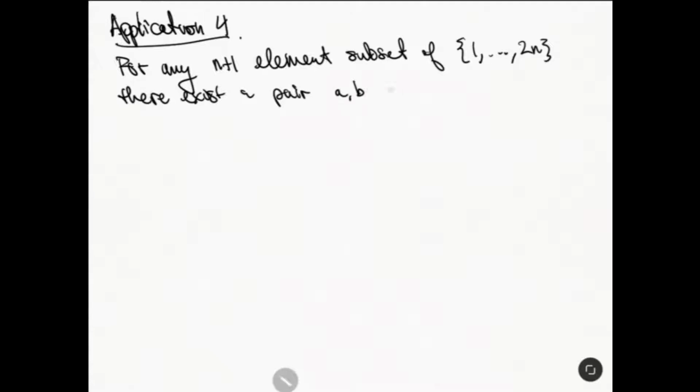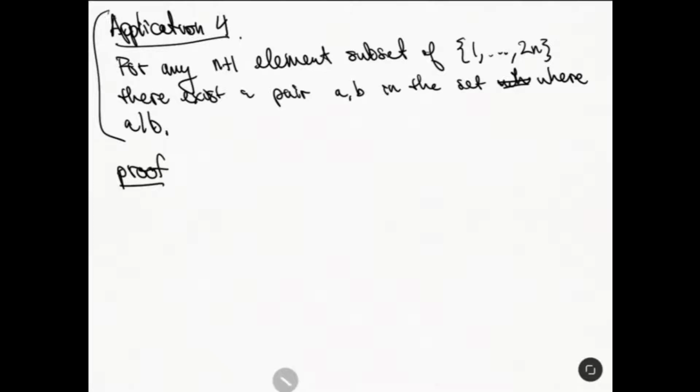Okay, let's do application 4. For any n plus 1 element subset of the set 1 through 2n, there exists a pair A, B in the set where A divides B. Right. This is much trickier, okay?